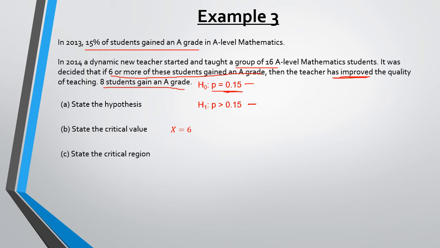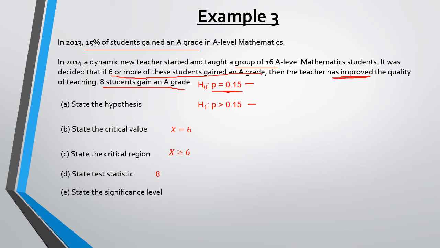In C, it's asking for the critical region. The region is all the values of X for which I would reject the H0 and say that he's improved. So it's connected to the critical value, and this time it's the 6 or more. Okay. D, state the test statistic. Now this was just a value I get from the sample. Okay, so I've taken a sample of these 16 students, and I know 8 of them got an A. So the test statistic is 8. Okay, that's what I've got from my sample, that 8 have passed with an A grade.